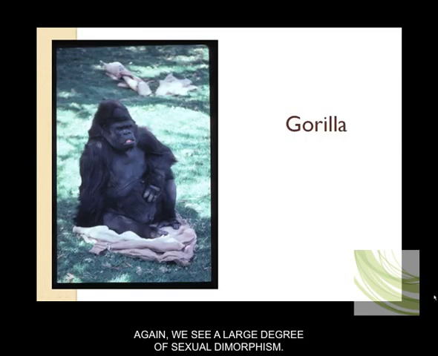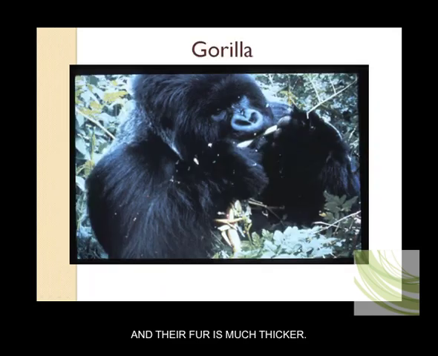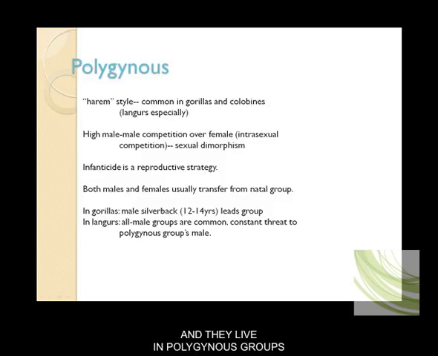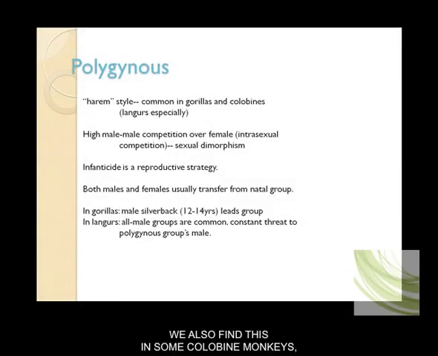Again, we see a large degree of sexual dimorphism. The males are enormous, up to 500 pounds compared to the females who are much smaller. They have much bigger canines, they have these large foreheads, and their fur is much thicker. They're definitely folivores, eating mostly leaves, but they'll also eat fruit when they find it. And they live in polygynous groups, which is sort of like a harem. We also find this in some colobine monkeys, particularly the langurs.